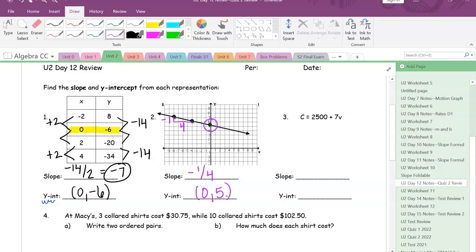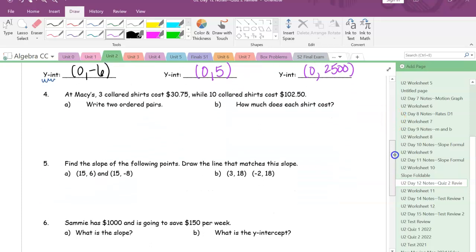All right, and then finally, number 3, when we take a function rule, our slope is always the number with the independent variable, or a lot of times it's an x. In this case, it's a v, so our slope is just 7. Our y-intercept is the other number, but please make sure you have that 0, comma. All right, there are your first 3. Let's go on to number 4.